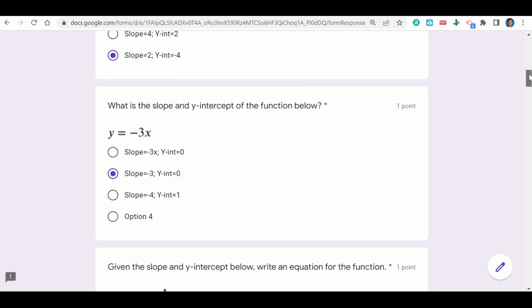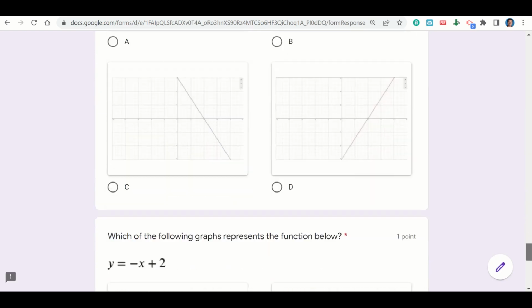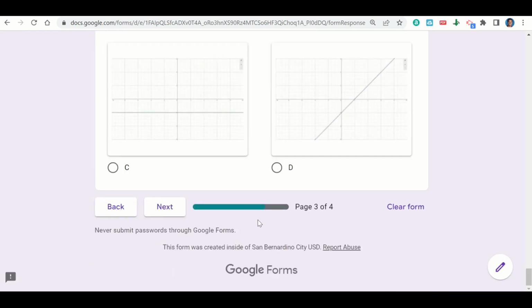And you'll continue to answer all of these questions until you get to the end of the page. Once you get to the end of the page, you'll click Next. This will take you to your Before You Go. You'll go ahead and answer your Before You Go, and then submit your work on Google Classroom.